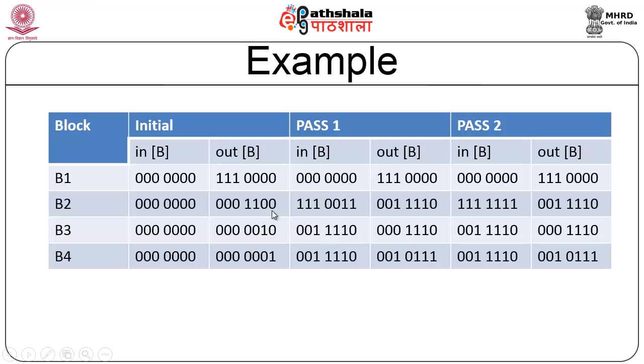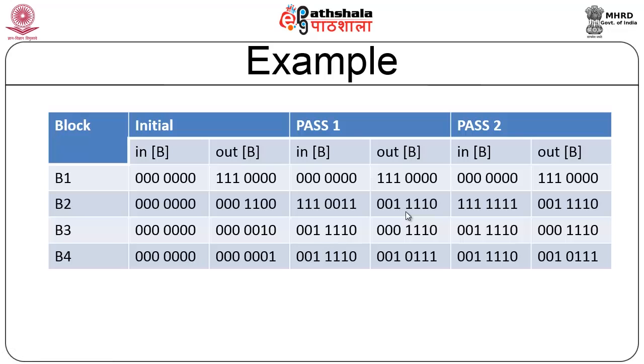But for B2, we have got this, which is what we computed just now. B2's input is this one, output is this one. This is what we have computed, because in of B2 will be out of B1, B3 and B4, we said. Therefore, this is changed. Based upon this, this value is changed. So, this value and this value are not the same. Therefore, out of B2 has to go through one more pass.